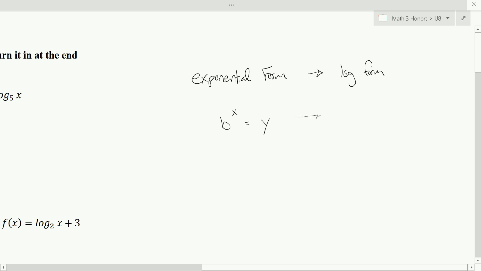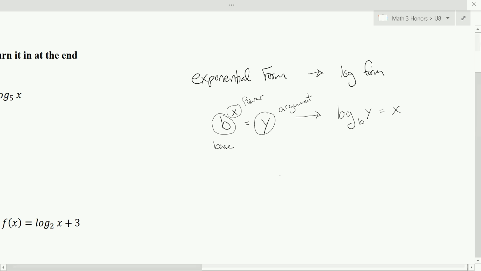And if we change exponential form to log form, what would it read? Log base b, so it's a subscript b, and then put the y there, it equals x. And there's the three parts, right? So b is what we call the base, x is our exponent or power, and y is called the argument.